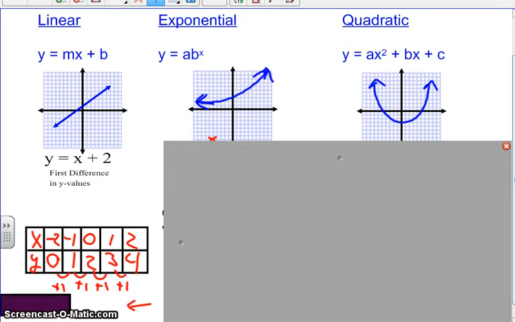And so here we have the rule for this. The first difference in the y values is the same. A difference of 1, a difference of 1, a difference of 1, a difference of 1. This is key that you place this rule down.